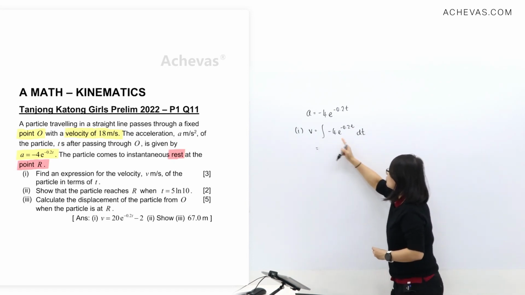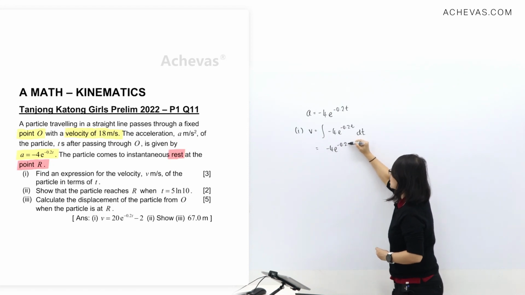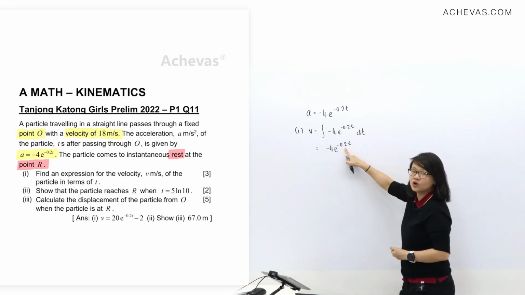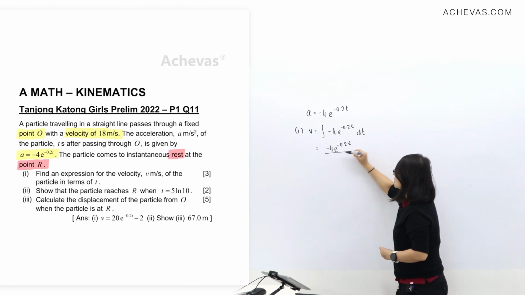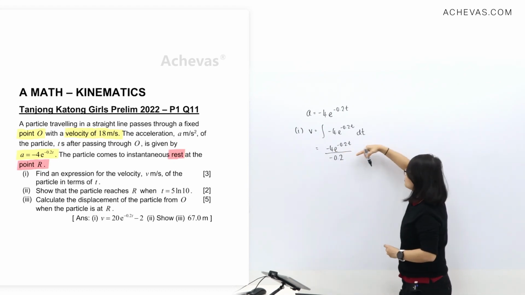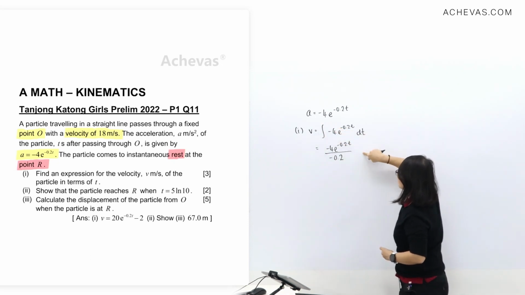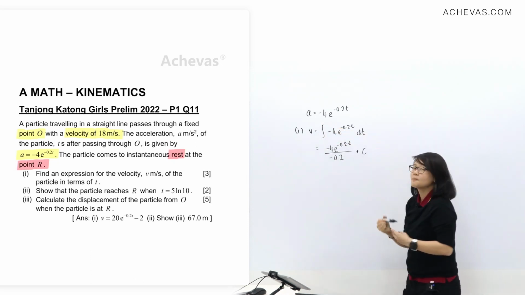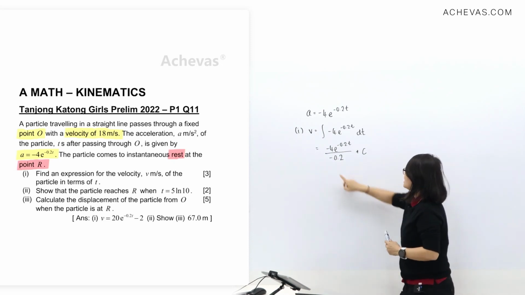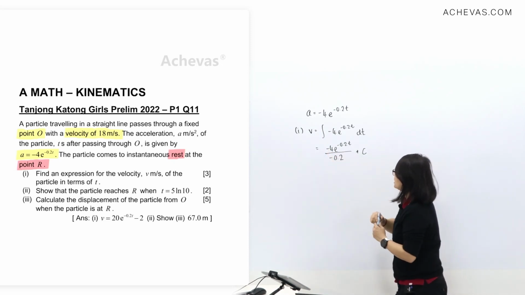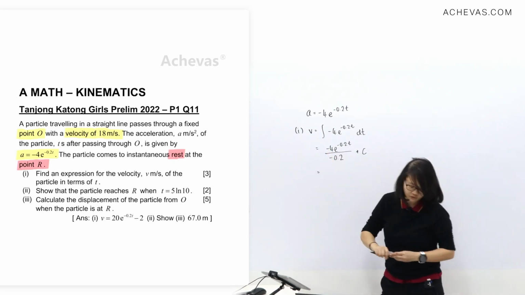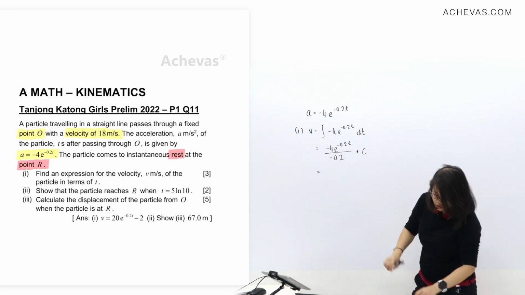Next, let's integrate this expression here. I'm going to copy exactly the same expression divided by the coefficient of t, which is -0.2. Remember, integration does not have a limit here. Then you have to insert plus c. So let me simplify -4 divided by -0.2 over here. What I'll be getting is 20.